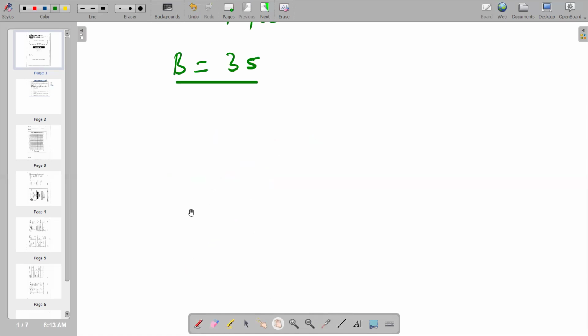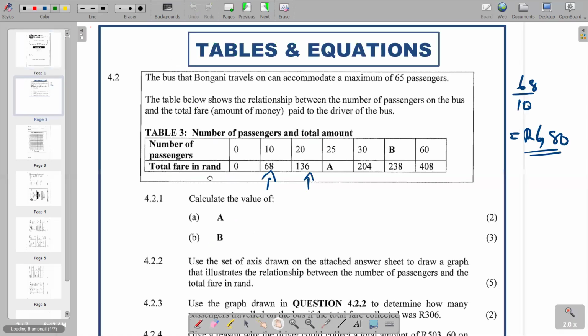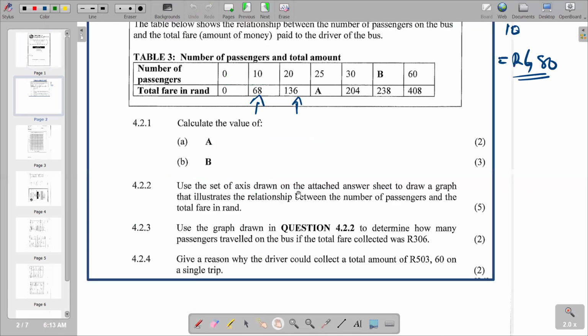Moving on to the next question, it reads: use the set of x's drawn on the attached answer sheet to draw a graph that illustrates the relationship between the number of passengers and the total fare in rand. So we have information that we're given in the table that we need to present in a graph.